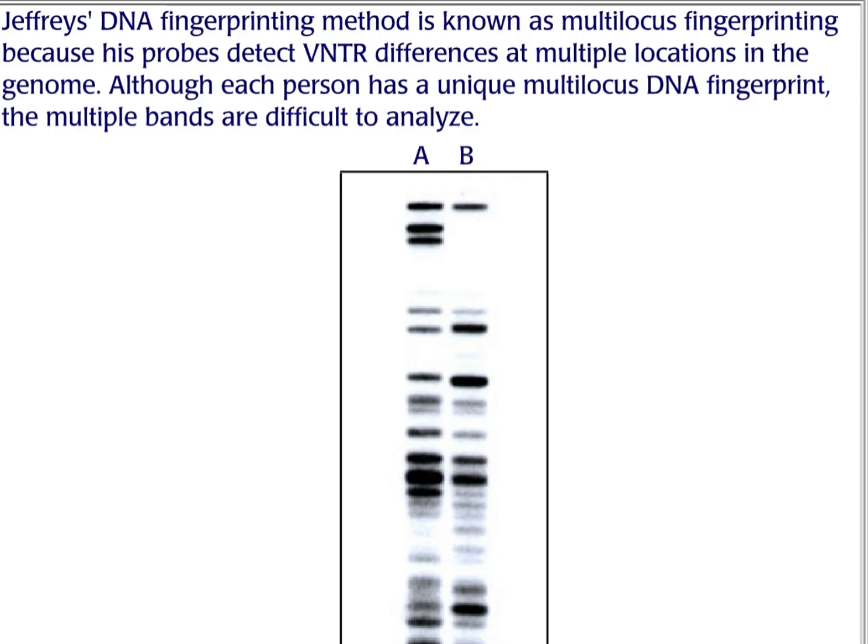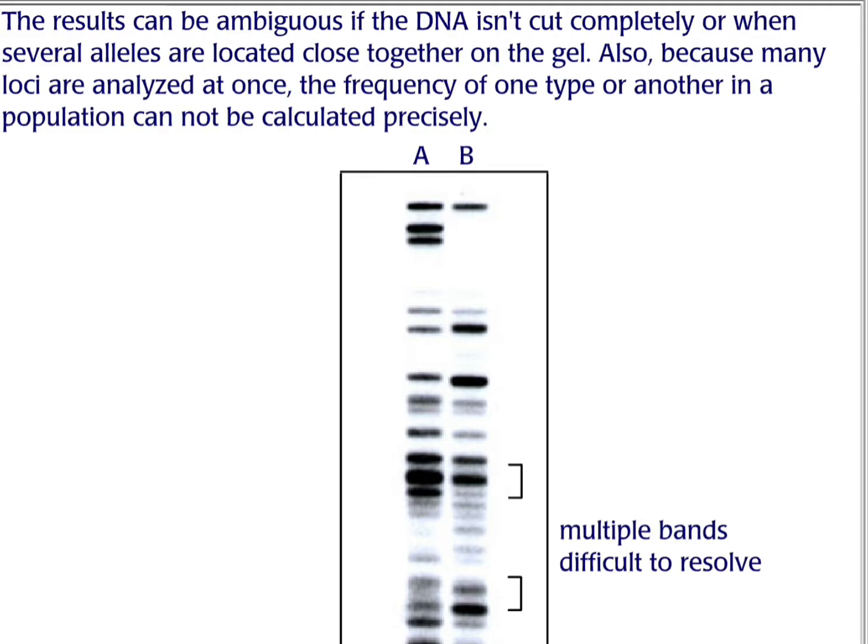Jeffreys' DNA fingerprinting method is known as multi-locus fingerprinting because his probe detects VNTR differences at multiple locations in the genome. Although each person has a unique multi-locus DNA fingerprint, the multiple bands are difficult to analyze. The result can be ambiguous if the DNA is not cut completely or when several alleles are located close together on the gel. Also, because many loci are analyzed at once, the frequency of one type or another in a population cannot be calculated precisely. The multiple bands are difficult to resolve.